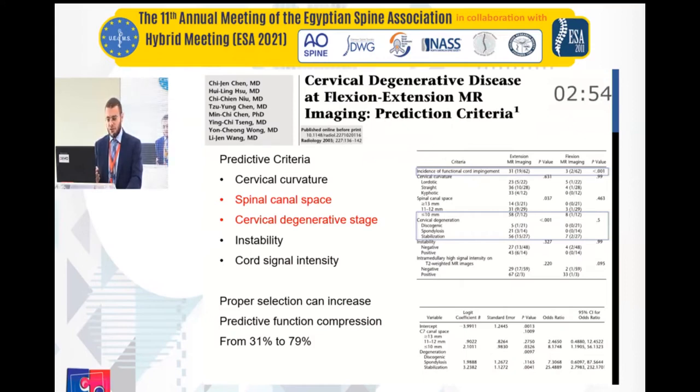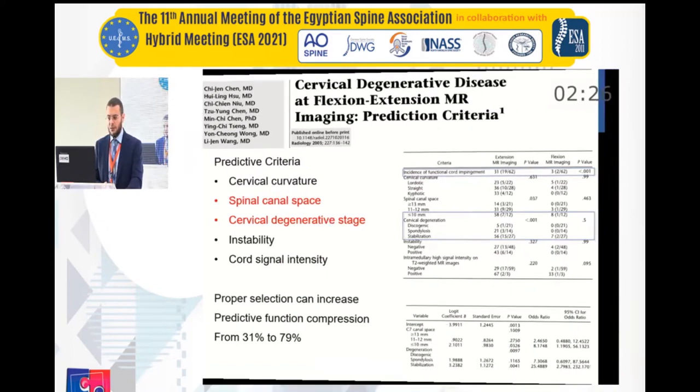So this study looked at cervical curvature, degenerative stage, canal stenosis or instability, and cord signals, trying to find which patients can have a significant impact on results while doing a dynamic study. They found that advanced degeneration and the spinal canal space are very predictive criteria. So when you see marked degeneration, the dynamic study will probably show a positive effect.